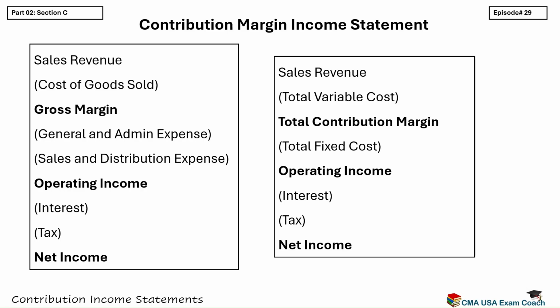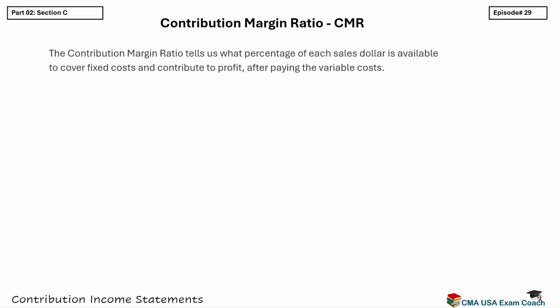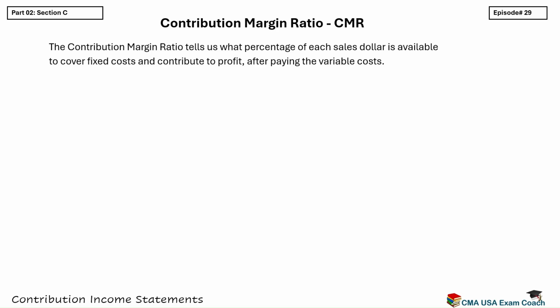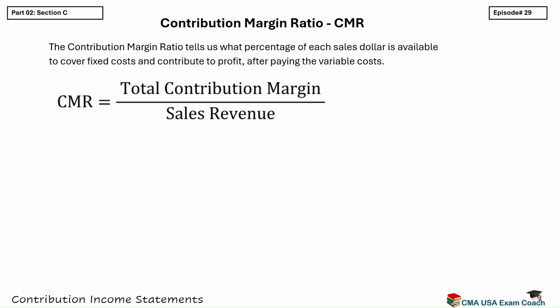Now let's move on to the contribution margin ratio, or CMR for short. The contribution margin ratio tells us what percentage of each sales dollar is available to cover fixed costs and contribute to profit after paying the variable costs. In simple terms, it shows the part of sales revenue that is not used up by variable costs. The formula is contribution margin ratio equals total contribution margin divided by sales revenue. So, CMR equals total contribution margin divided by sales revenue. This ratio is usually shown as a percentage.